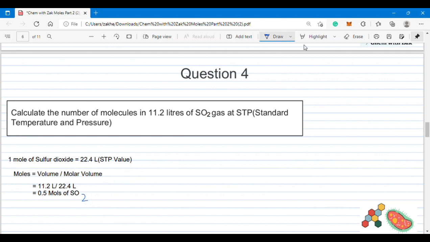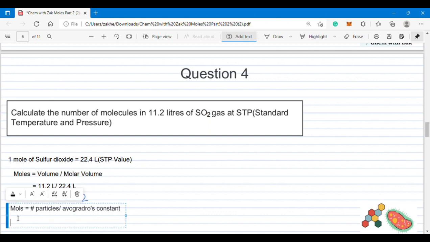Okay, now the question still asks us to calculate the number of molecules. So to do this, we're going to use the next mole equation, which is the number of particles divided by Avogadro's constant.